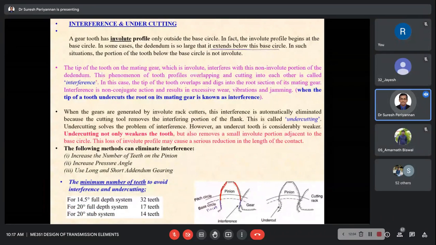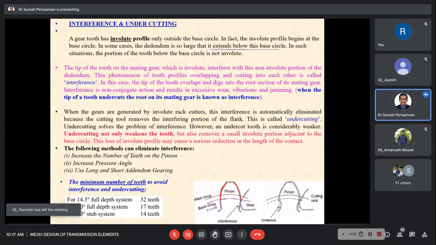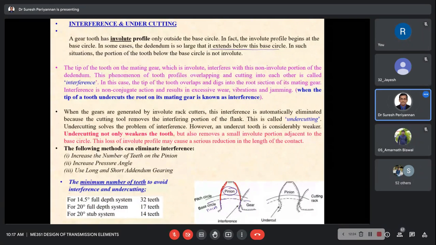Because this is below the base circle. Now we assumed these teeth are from the pinion, and this is from the pinion. Now the other teeth. Anyway, finally we would like to transmit the power from one shaft to another shaft with the help of two gears, or a combination of gear and pinion.